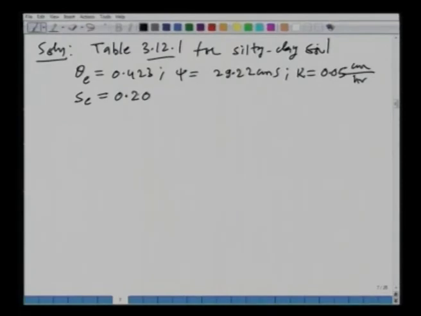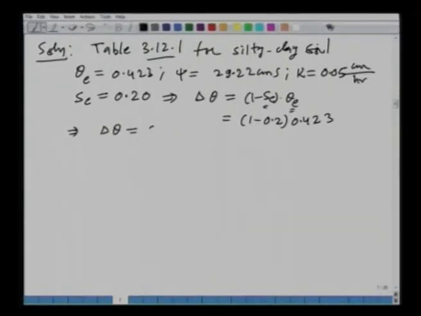The other data given to us is the initial effective saturation, SE, as 20%. As a fraction it will be 0.2, so that we can calculate the initial conditions, delta theta, like we did in the last problem. It will be 1 minus SE times theta E. Theta E is for that soil we have just written down. So it will be 1 minus 0.2 times 0.423. That will give us delta theta equal to 0.3384.